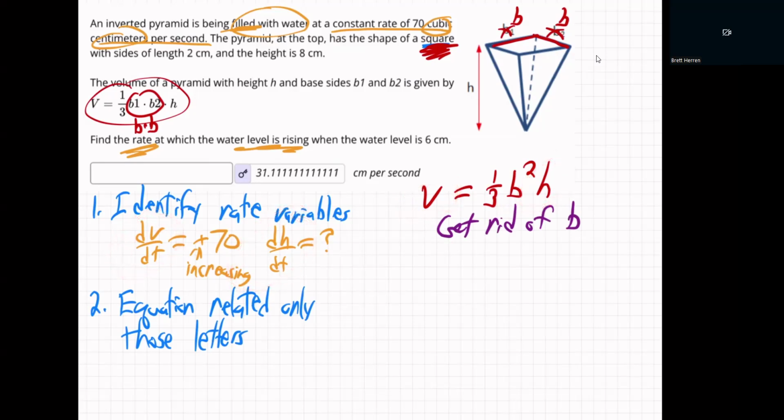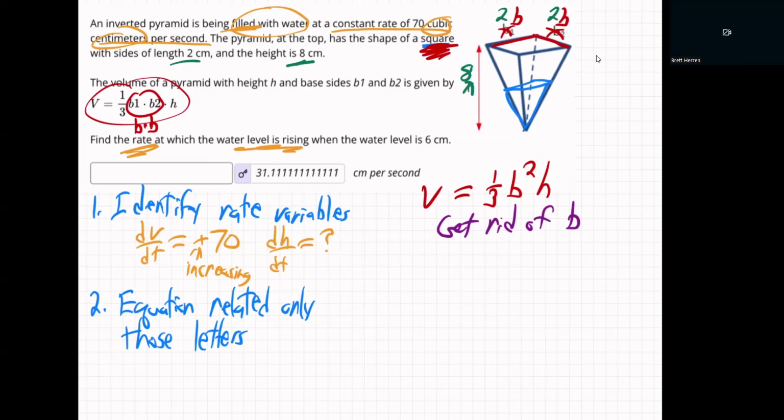Well, here's the relationship. Say the water is right, like here. That this is all water filling up to there. Let's just suppose. I don't know where exactly the water is, but we'll just suppose. And they tell me the height is 8. So this is 8, the height of the overall pyramid. And the side length is 2. These are 2 by 2.